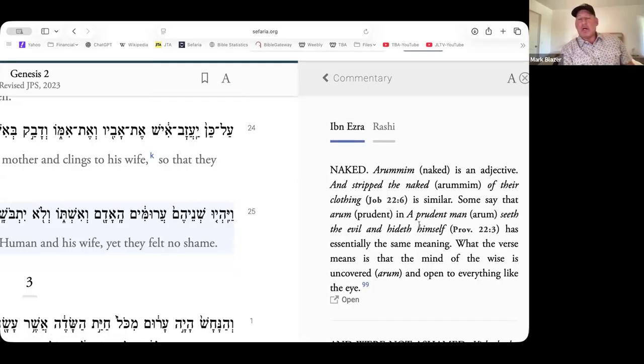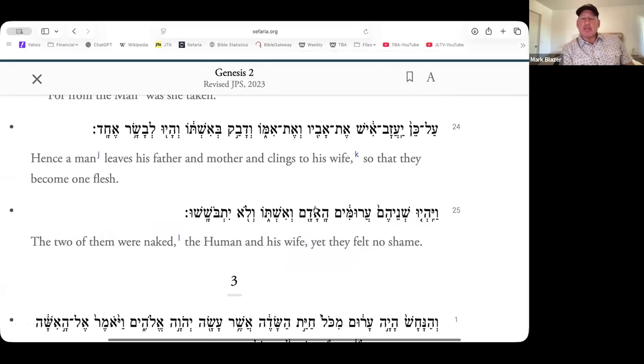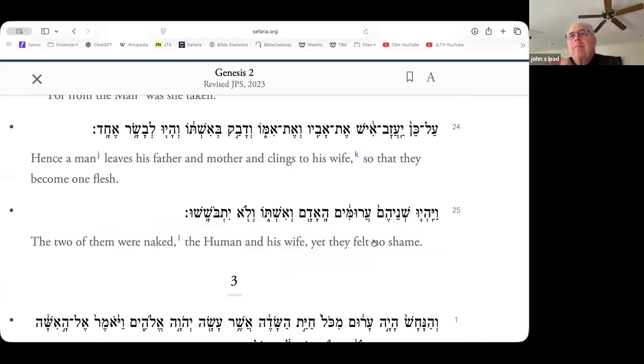So Ibn Ezra, who lived after Rashi, is a Spanish scholar, Rashi is French. He says that the word arum here means they were shrewd, they were prudent, in the sense that they don't go the way of saying that they're frolicking. On the contrary, arum means they had their act together still at this point, and that's why they didn't have shame. They had nothing to be embarrassed about yet. Right, self-control.